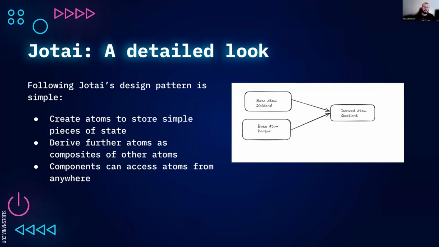So let's take a look at a simple implementation of a Jotai application. We will create some atoms that will store the simplest pieces of our state, and then we can derive further atoms as composites of our other atoms. Then these atoms can be accessed from anywhere using hooks.